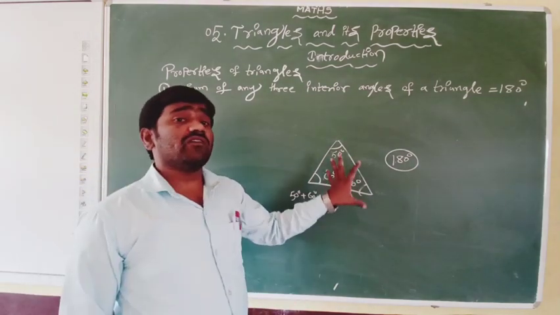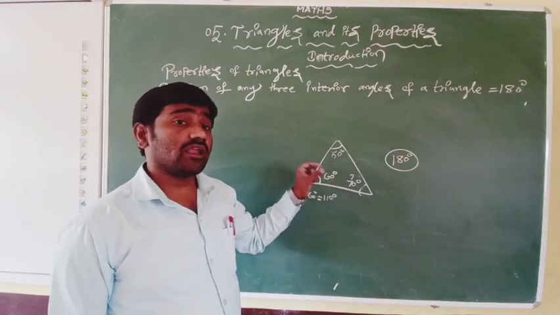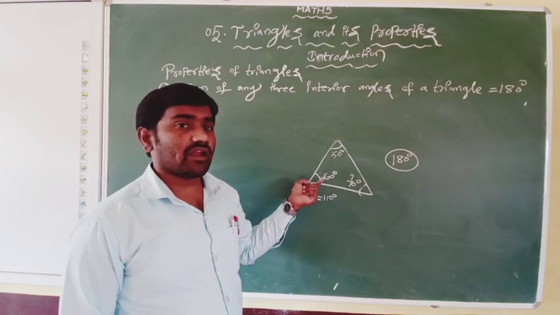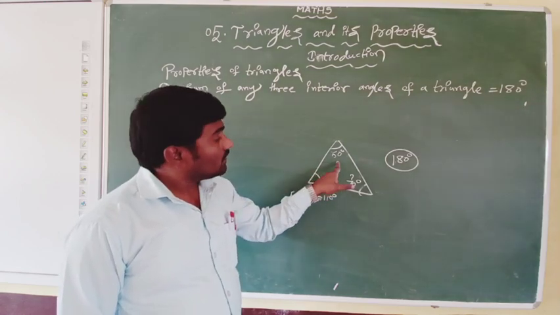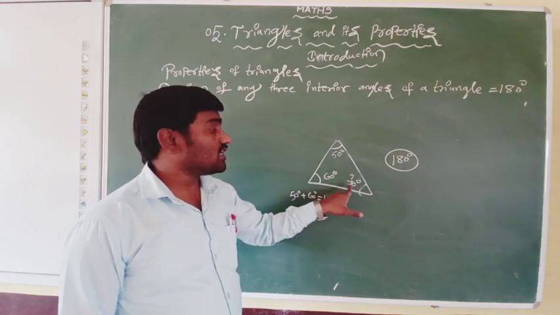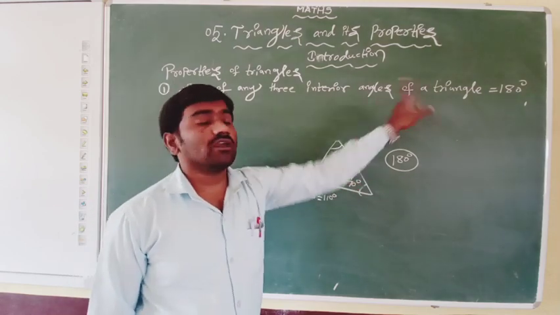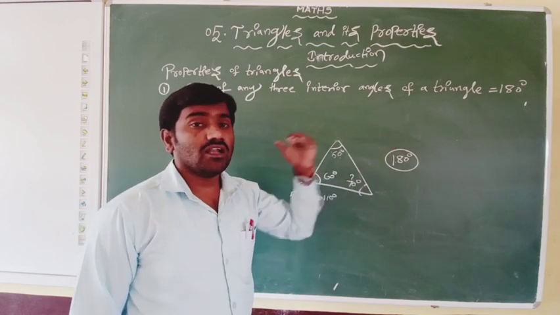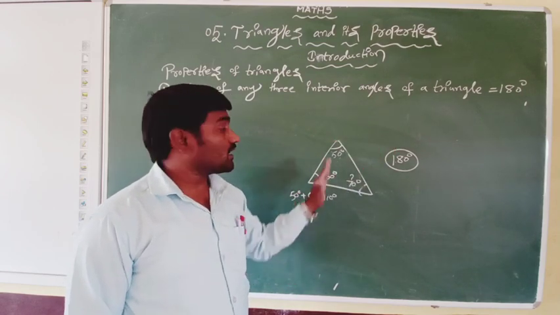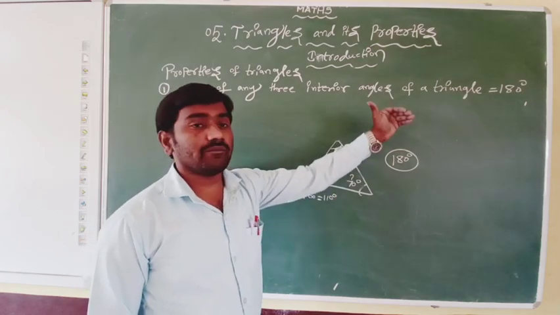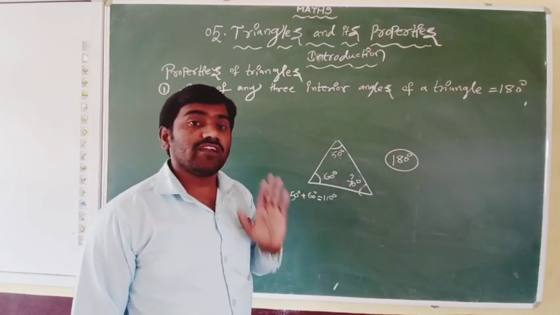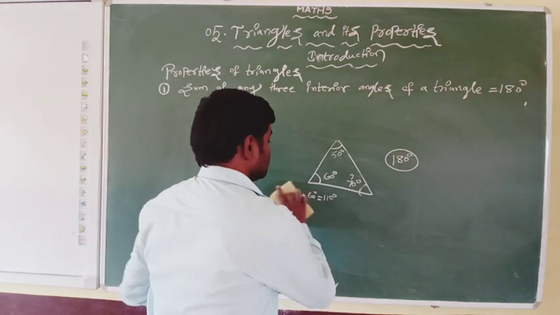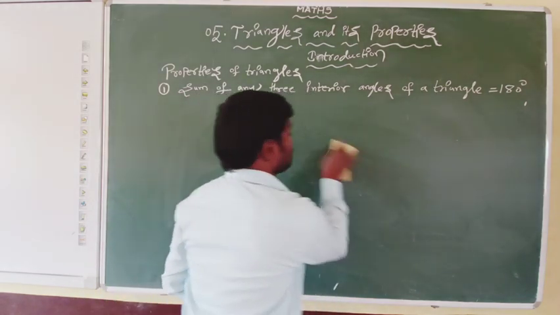You take any kind of triangle, either an acute angle triangle, an obtuse angle triangle, or a right angle triangle, any kind of triangle. It is a must that the sum of the three interior angles should be equal to 180 degrees, not more than 180 degrees, not less than 180 degrees. If the sum of the three angles is more than 180 or less than 180, it will not be considered a triangle. Okay, remember this. So it is a must.